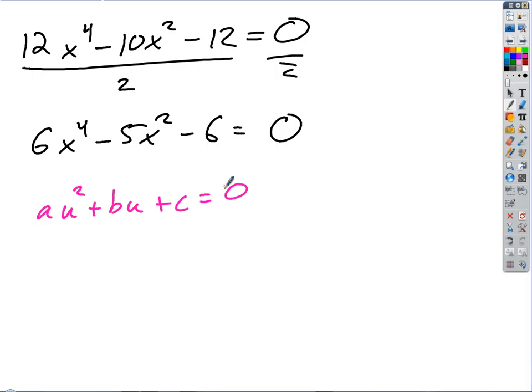I can think of this in terms of packets of x squared instead of x, and then it looks like this pattern. If a equals 6, b equals -5, c equals -6, and u equals x squared. Now we don't have to write all that down. We just have to recognize that.